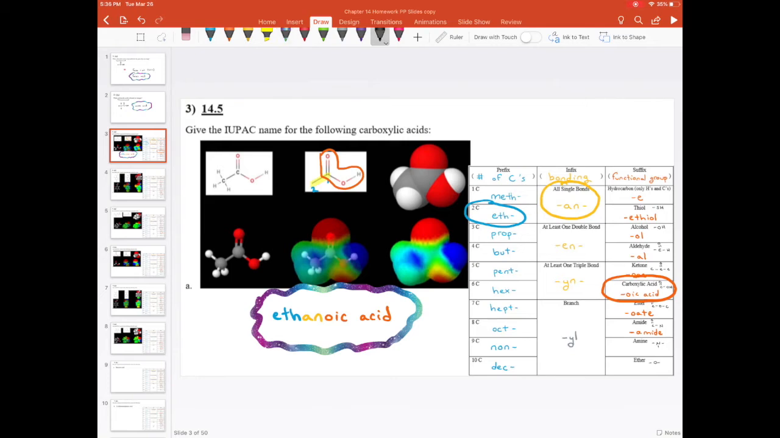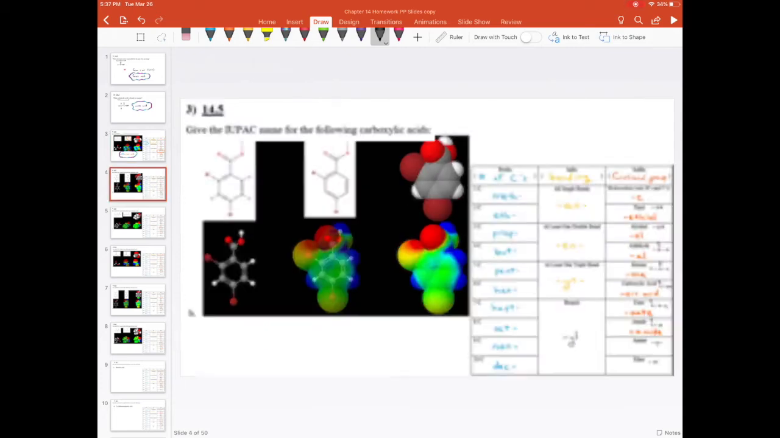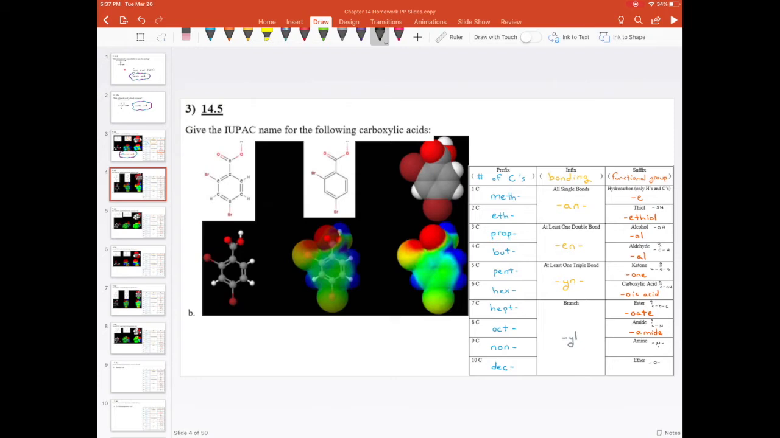This is the carboxylic acid that's found in vinegar. But acetic acid is a historical name, comes from the Latin word for vinegar, whereas ethanoic acid is the IUPAC name. It comes from the rules that were developed by the International Union of Pure and Applied Chemistry that are summarized in this table at the right. So that's A.